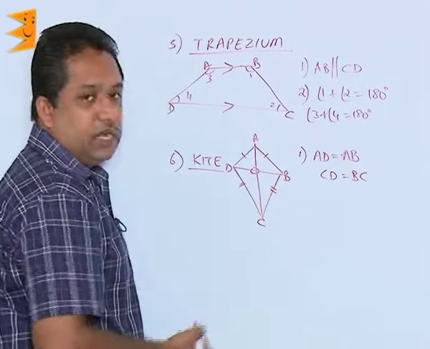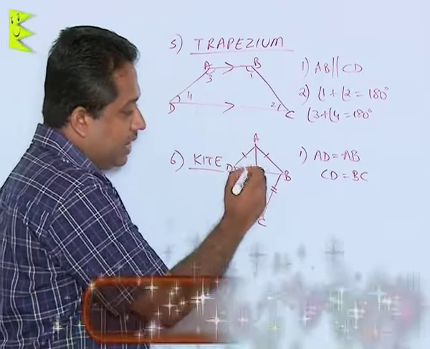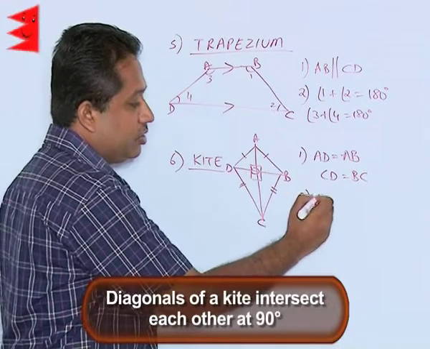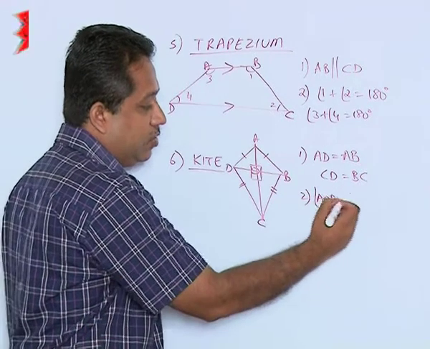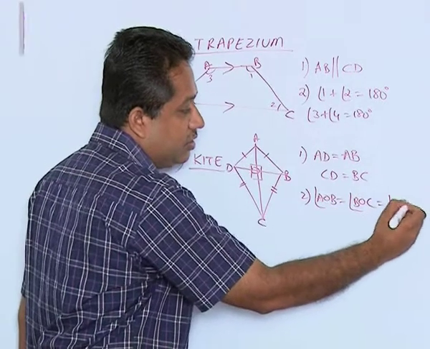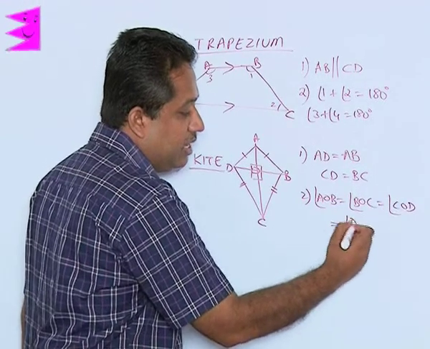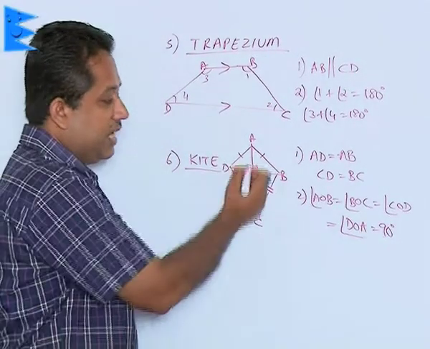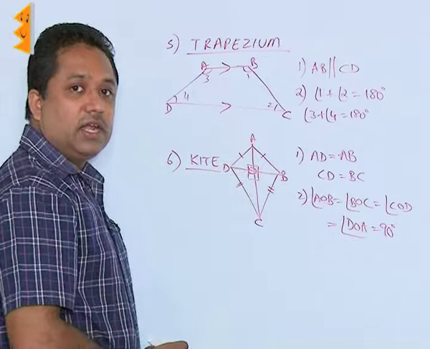The diagonals definitely are unequal, but the diagonals of a kite intersect each other at 90 degrees. So, we can say that angle AOB is equal to angle BOC is equal to angle COD is equal to angle DOA, and all of them are 90 degrees. So, diagonals intersect each other at 90.